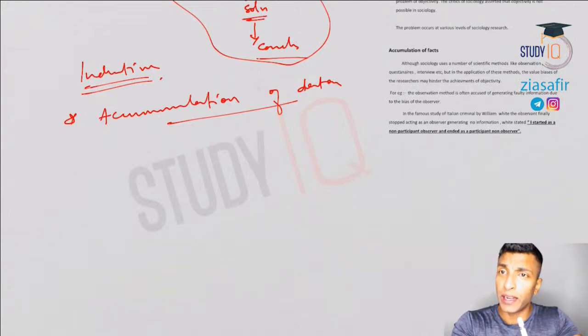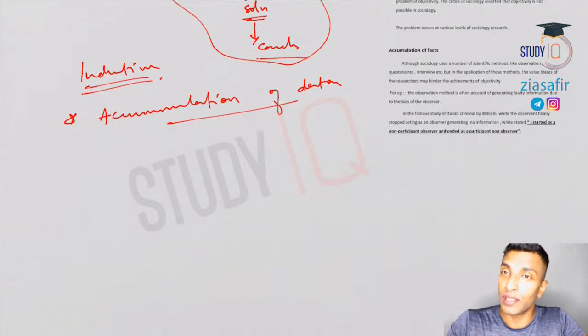Okay, accumulation of data. There are different methods, but whatever method you use, there is a problem of subjectivity, or a problem of personal bias. For example, if you use the survey method, the survey that you're conducting is based on your convenience. The sample size that you're selecting may be based on your convenience. Similarly, participant observation. I'll talk about a very famous study of Italian criminals by William White today itself. He in fact started studying the Italian criminals as a non-participant observer, just staying away and observing. Finally, he became a participant non-observer because of the bias.